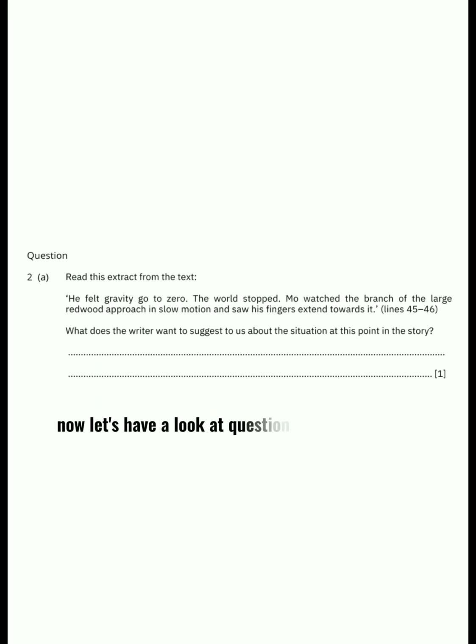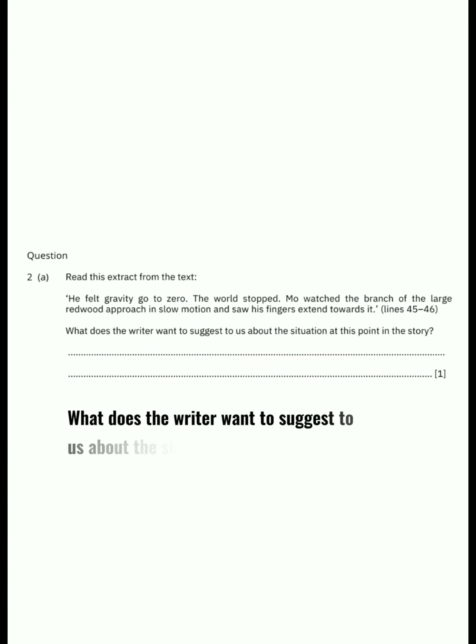Now let's have a look at question 2a. Read this extract from the text. He felt gravity go to zero. The world stopped. Mo watched the branch of the large redwood approach in slow motion and saw his fingers extend towards it. What does the writer want to suggest to us about the situation at this point in the story?